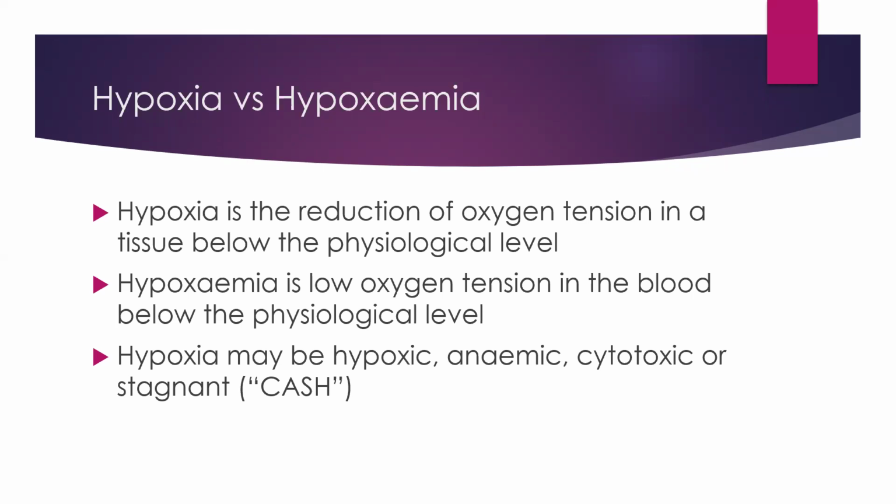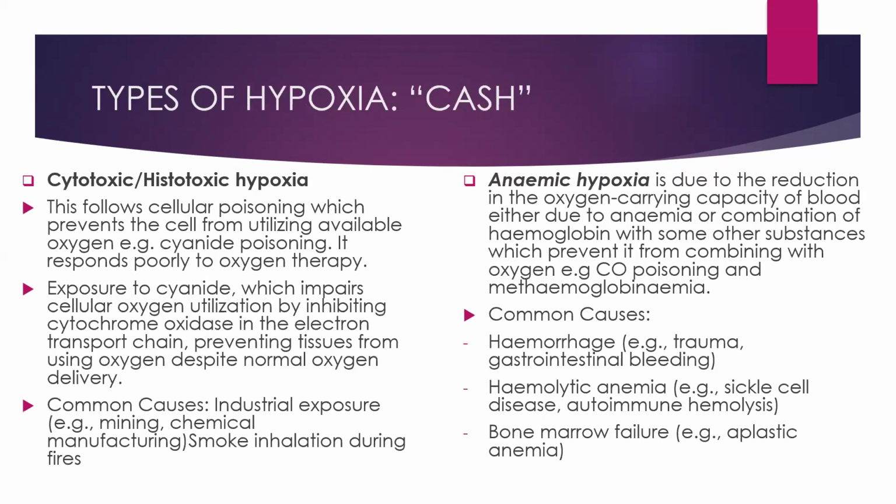And hypoxia can be divided into four. I use the mnemonic CASH. So C represents cytotoxic hypoxia. A represents anemic hypoxia. S represents stagnant hypoxia. And H represents hypoxic hypoxia or hypoxia secondary to hypoventilation. So when you're thinking about hypoxia, you want to talk about CASH. Like I tell my students and younger doctors, when your patient is hypoxic, the patient needs CASH.